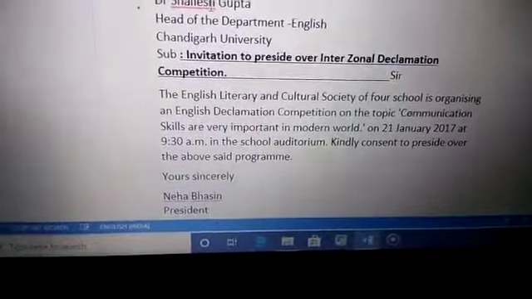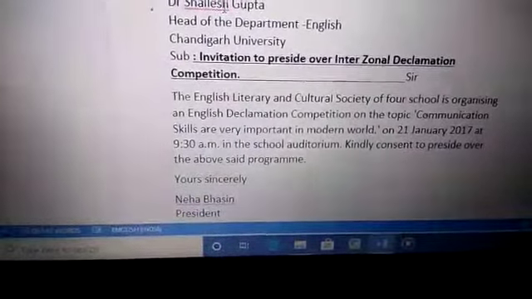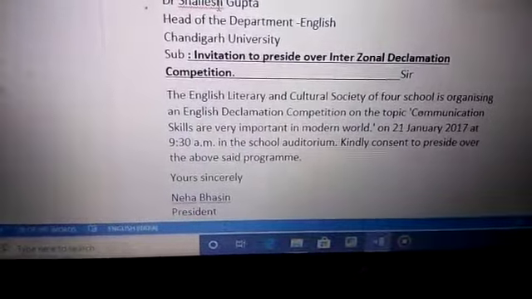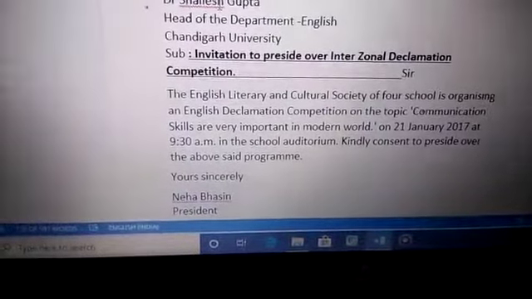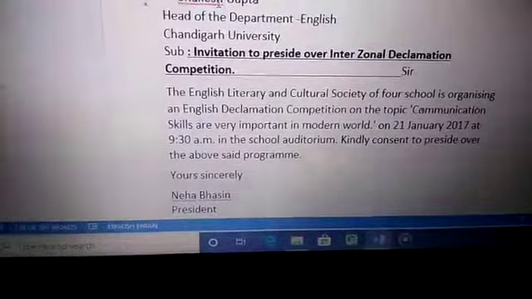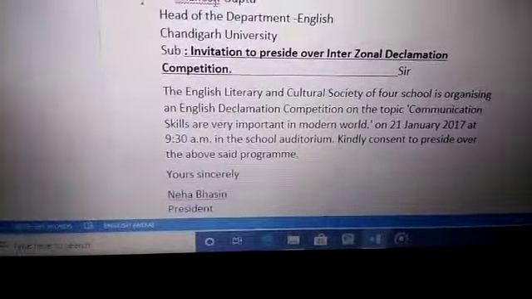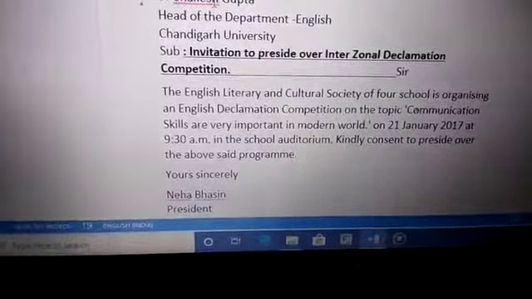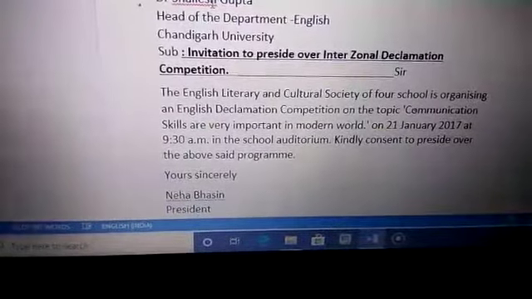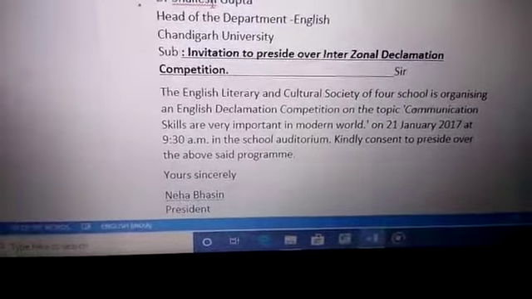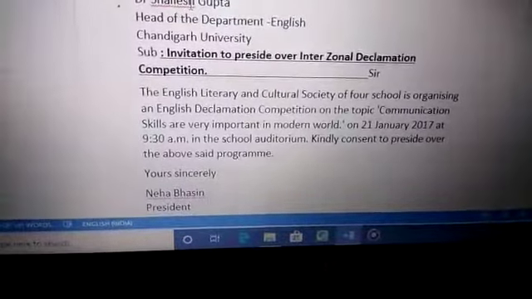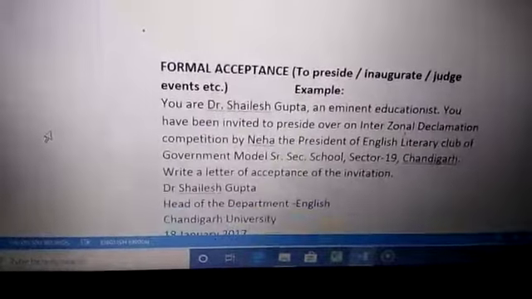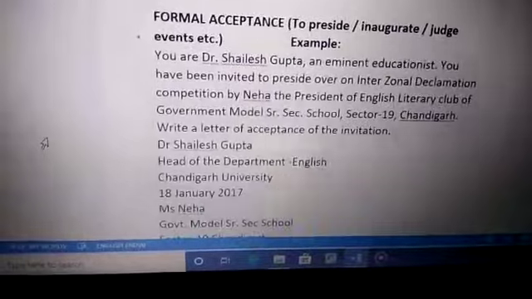Now, when we receive a formal invitation, we also have to reply to the person concerned whether he would be available for the function or not. So let's see if this invitation reaches Dr. Sailesh Gupta, what reply he would be giving. There would be two types of reply. One is of acceptance and the other is of refusal or regret. So, formal acceptance. How to write a formal acceptance?